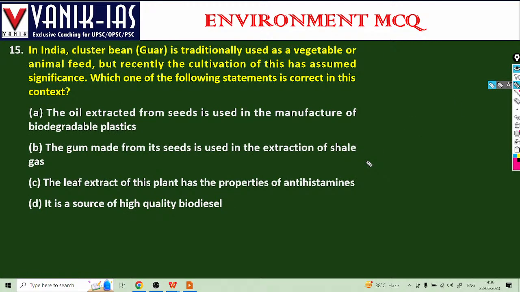In India, cluster bean, guar, is traditionally used as a vegetable or animal feed. But recently, the cultivation of this has assumed significance. Why has cluster bean assumed significance? The oil extracted from the seeds is used in the manufacture of biodegradable plastics. The gum made from the seeds is used in the extraction of shale gas. The leaf extract has properties of antihistamines. It is a source of high quality biodiesel. The gum made from its seeds is used in the extraction of shale gas, right? So that's why B is the answer. Shale gas is related to cluster bean or guar.